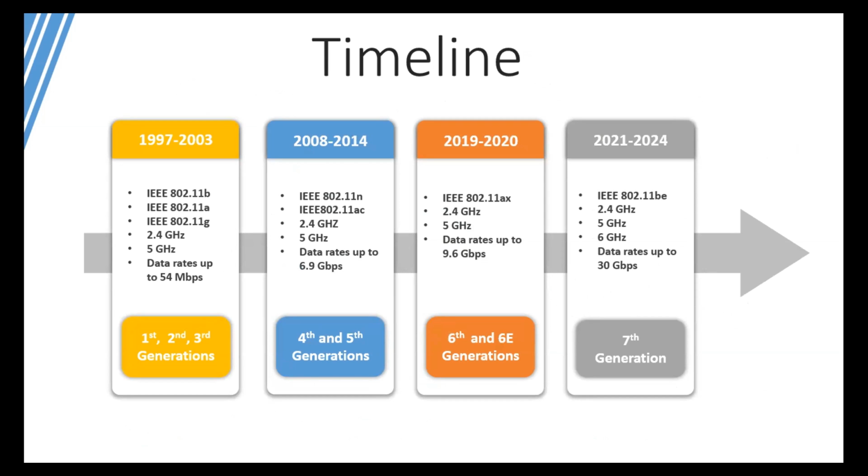The first, the second, and the third generation were able to reach data rates up to 54 megabits by 2003. The fourth and the fifth generation allowed the users to reach the gigabits for the first time in the form of the standard AC. Currently, the standard 802.11ax represents the 6th generation and 6E, and it promises even more data rates and higher efficiency for the users. The 802.11 groups are standardizing the next and upcoming 802.11be, which is the 7th generation of Wi-Fi, promising data rates up to 30 gigabits.